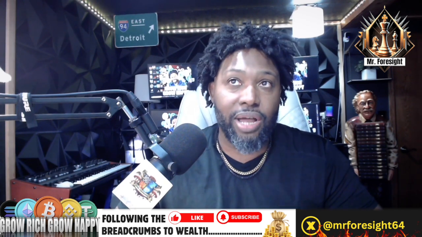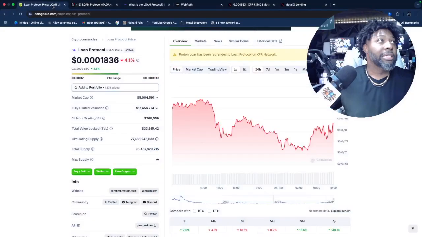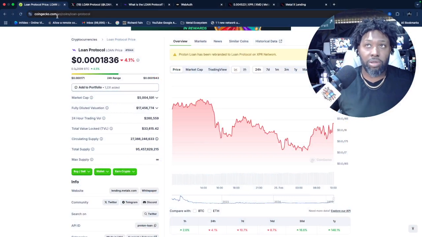And I've downloaded their wallet. I also downloaded a test wallet for you guys to see too. So guys, let's jump over here and check it out. Now, before I do that though, I want to show you the price of what's going on with Loan Token. Okay. To me, it's lesser known, but that doesn't mean anything, especially how I told you guys, you want to get there first.